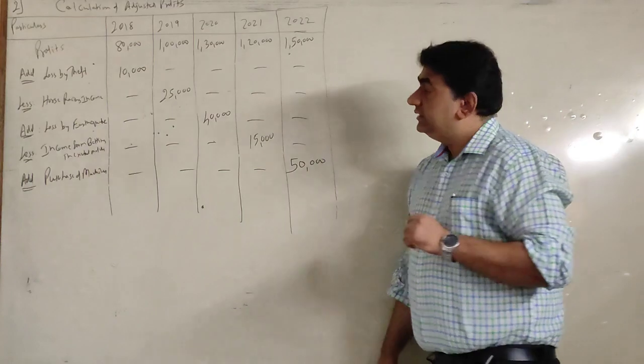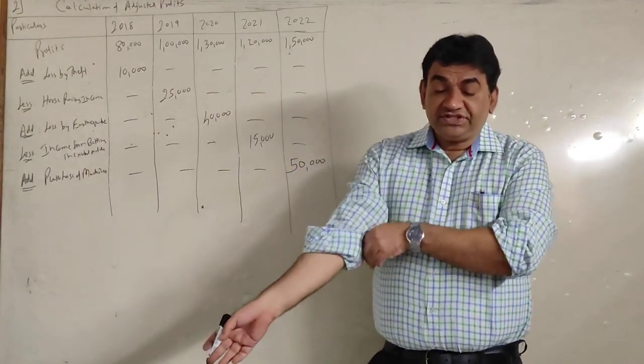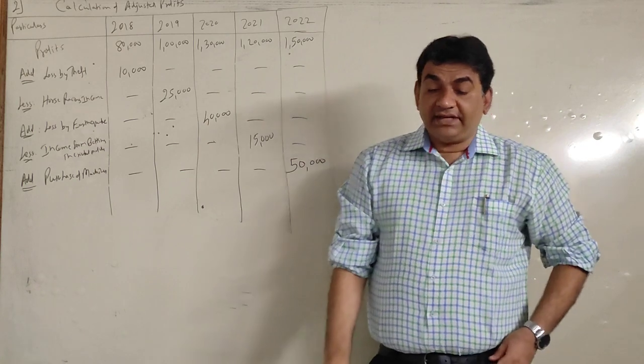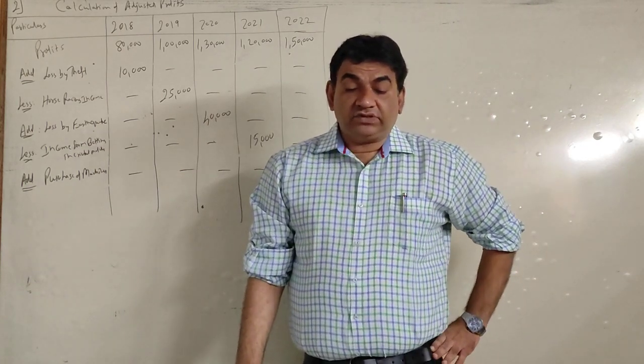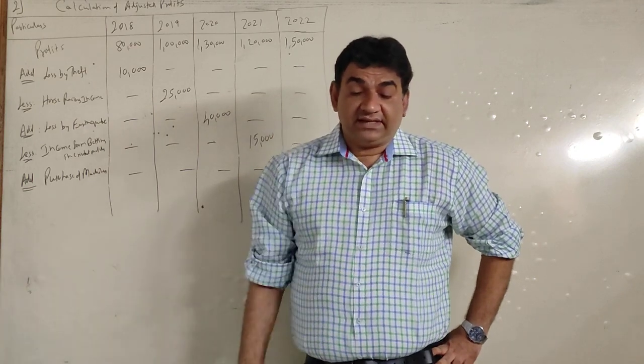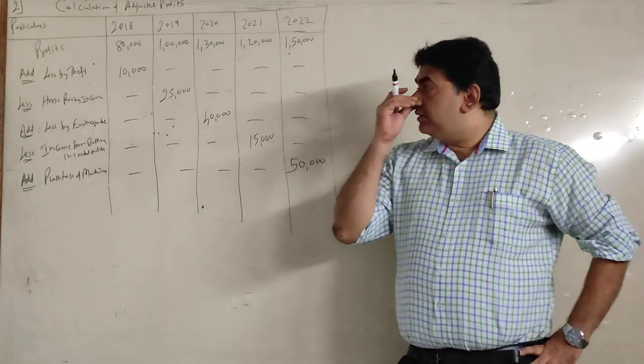Got it, guys? Now listen very carefully. See the last adjustment. Mr. T appointed a manager in 2018 at a monthly salary of 2,000. Highlight that, monthly salary. Now his services won't be required. Now listen very carefully.